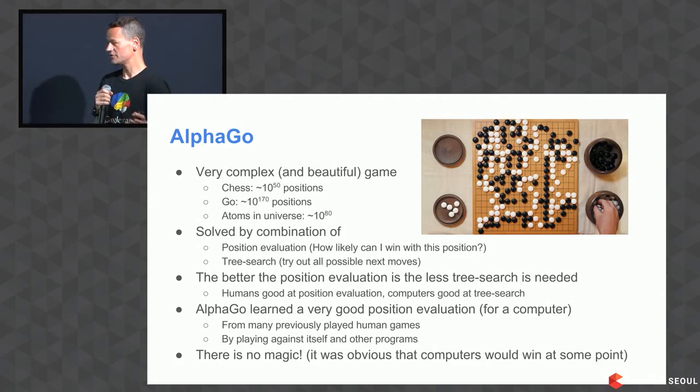And so the trick, it's not really a trick, but what AlphaGo did, what the people who programmed it did, was they learned a very good position evaluation for a computer, not for a human. A human is much better at the position evaluation itself. But they just learned a very good position evaluation from many previously played human games. They had a huge database of Go games. And then they had the system play against itself and other programs to improve on the position evaluation. And that is what made it so good.